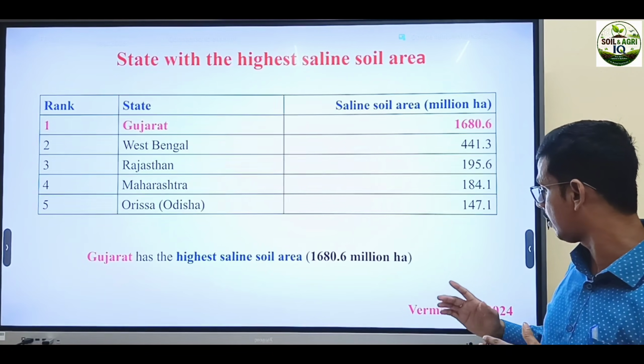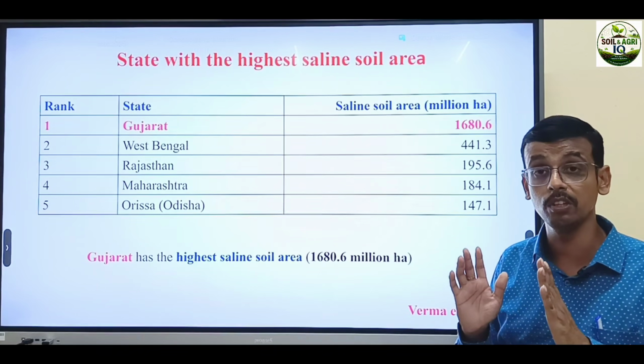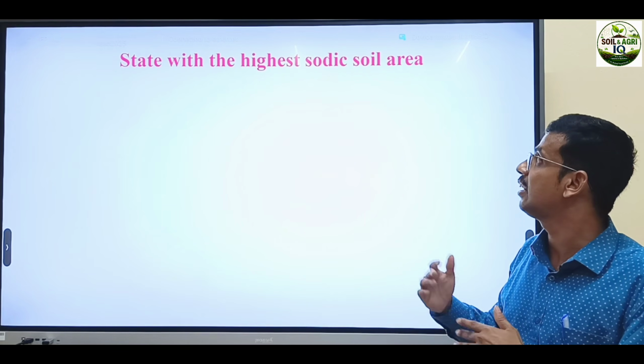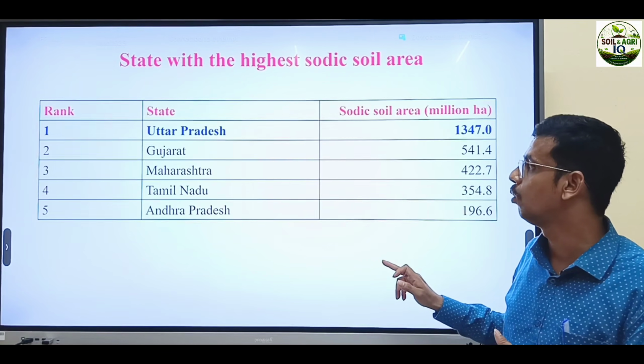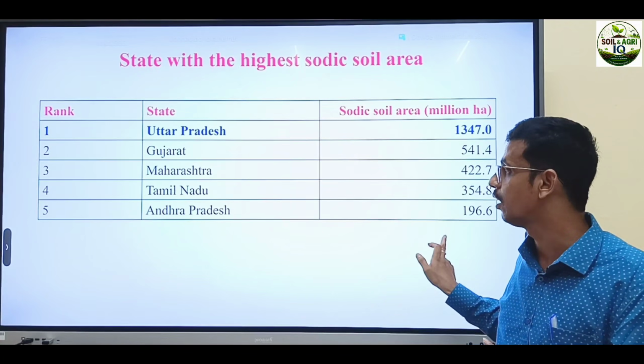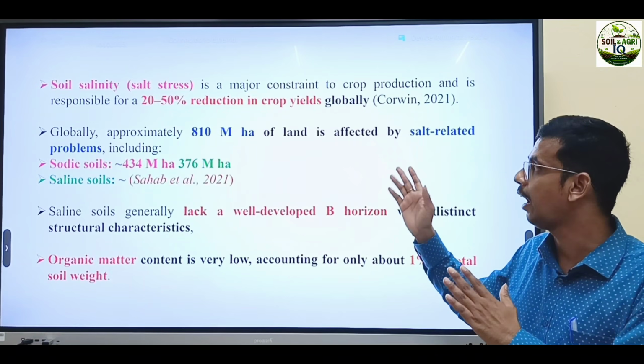This is taken from the paper by Sharma and his co-workers in 2024. So this is a very recent estimate, remember, for JRF. And which state has the highest sodic soil area? Okay, see, Uttar Pradesh has the highest area under sodic soil. So these are some other pieces of information.